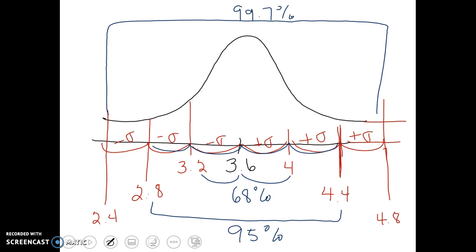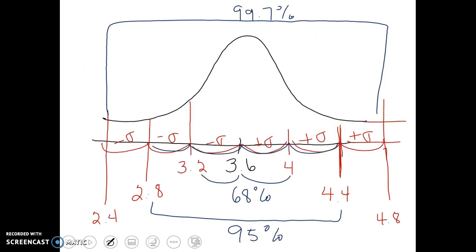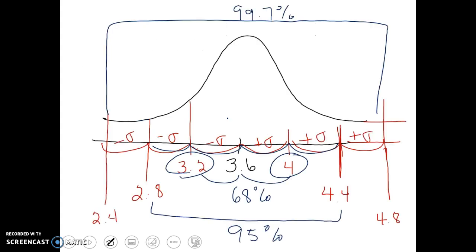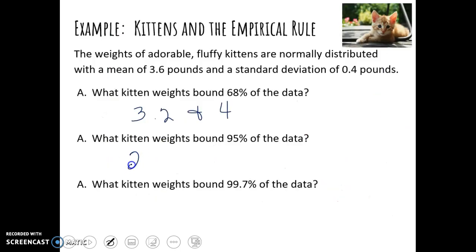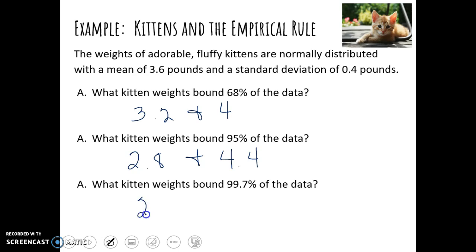So, what kitten weights bound the 68% of the data? It looks like 3.2 and 4. And then what kitten weights bound 95% of the data? 2.8 and 4.4. And lastly, for 99.7%, 2.4 and 4.8. So hopefully you got those.